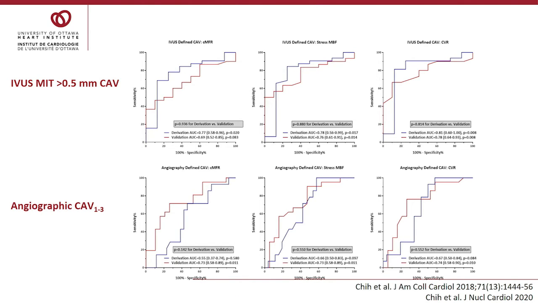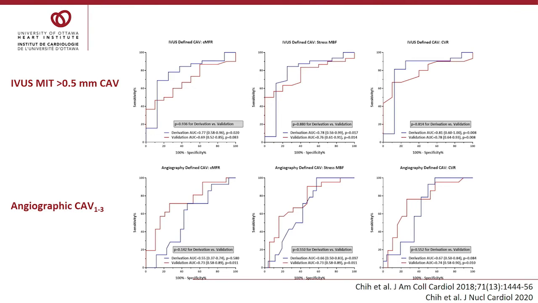We then performed ROC curve analysis and showed that PET had good discriminative ability for CAV. On the top row, CAV was defined by IVUS, and on the bottom row, CAV was defined by angiography. You see that the curves are a little bit prettier for the IVUS-defined CAV, which is the more sensitive reference tool for CAV. And there was no difference between the derivation or the validation cohort, represented by the blue and red curves, respectively.